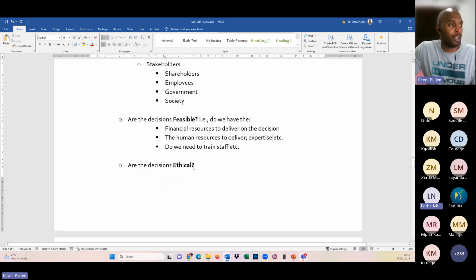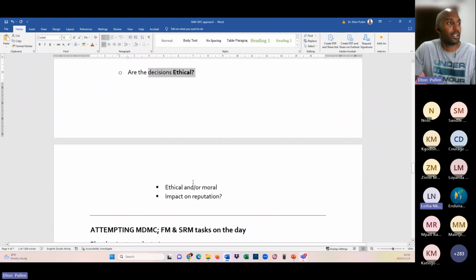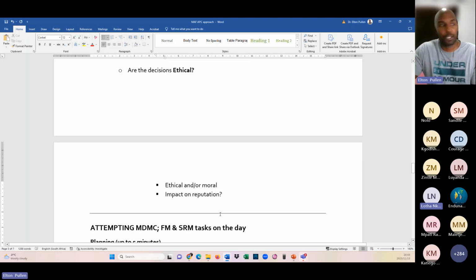And then the last part, also, in the APC, ethics does not have to be triggered, but you always want to be aware of ethics. That's why I made it the SAFE model. Ask yourself, are the decisions ethical? Ethical in terms of your ethical model frameworks, and then the possible impact on the reputation of the specific decision.